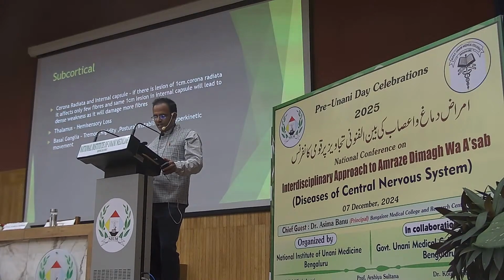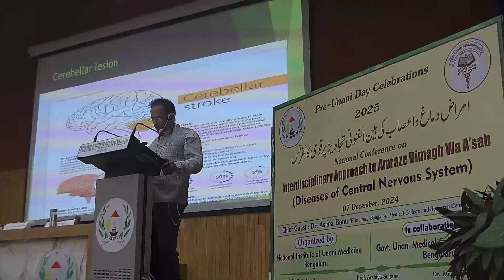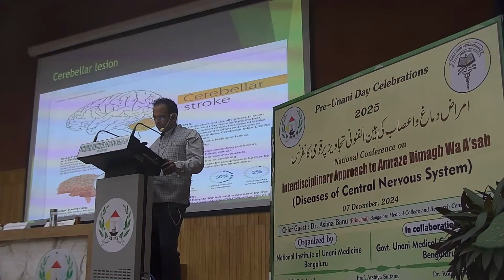And coming to the basal ganglia, which is usually involved in Parkinsonism, the patient will have tremor, rigidity, and postural instability, and hyperkinetic movement will be there. With a brainstem lesion, the patient usually will have vertigo and you will have a crossed hemiplegia, that is ipsilateral cranial nerve involvement and contralateral hemiplegia. So this is what I told in cerebellar signs. They will have vertigo, giddiness, tremor, past pointing, dysmetria, and rebound phenomenon positive, and the patient will not be able to maintain balance with open eyes.